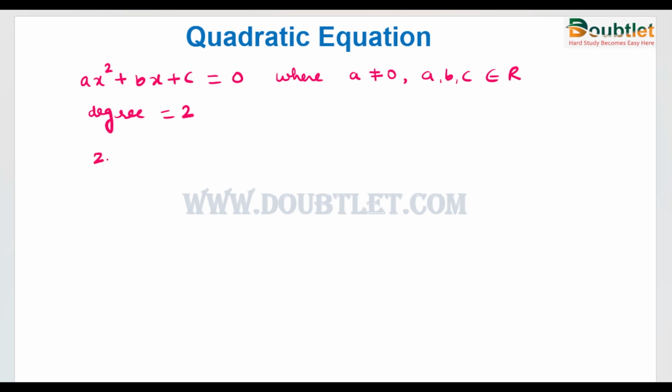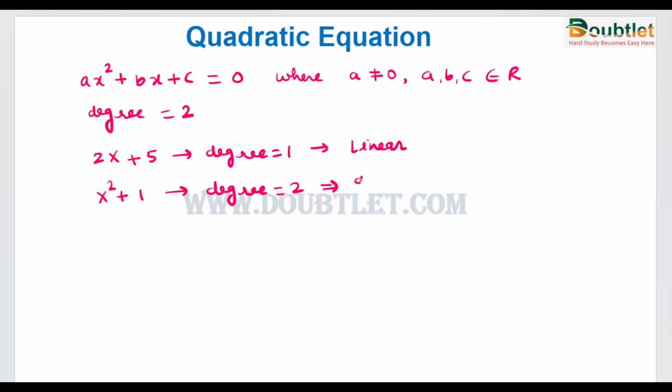Let's suppose there is an example, we can write 2x plus 5. This is of degree 1, so we can call it a linear equation. This is linear, this is not quadratic. But if we write x square plus 1, then the degree of this polynomial is 2 and we can classify this as a quadratic equation.